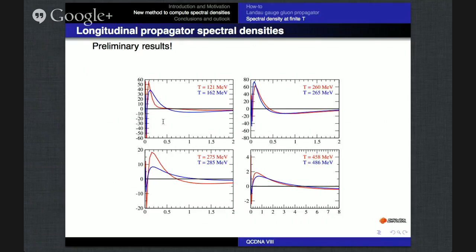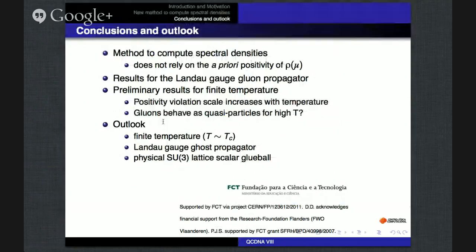As a conclusion, we have a method to compute spectral densities that does not rely on the a priori positivity of the spectral density. We have shown some results for the Landau gauge gluon propagator, and some preliminary results for the gluon propagator at finite temperature. The positivity violation scale increases with the temperature, which may suggest that the gluon behaves as a quasi-particle at sufficiently high temperatures. In the near future, we want to finish this study at finite temperature.